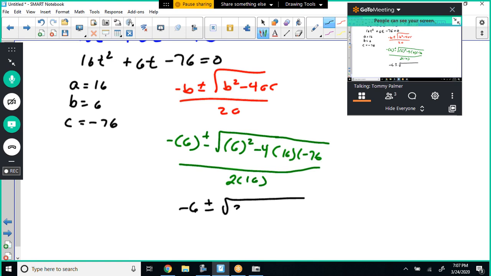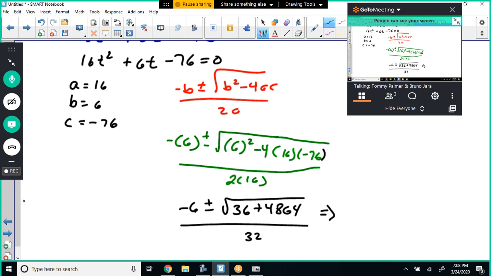6 squared is 36, right? Now, when you do the minus 4 times A times C, I do negative 4 because I take that subtraction and apply it with it. So I go negative 4 times 16 times negative 76. Get my calculator. And if you can tell, that negative 4 and that negative 76 is going to give you a positive result because 2 negatives make a positive. And I got 4864. So that would be plus 4864 all over 32.